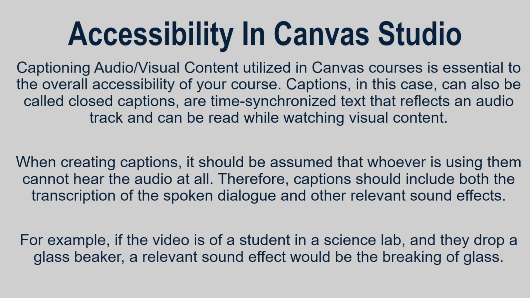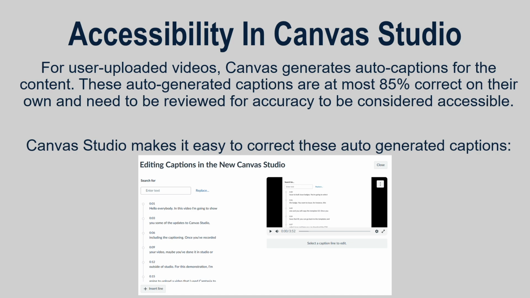For example, if the video is of a student in a science lab and they drop a glass beaker, a relevant sound effect would be the breaking of glass. For user-uploaded videos, Canvas generates auto captions for this content. The auto-generated captions are at most 85% correct on their own, and they need to be reviewed for accuracy to be considered accessible. Canvas Studio makes it really easy to correct these auto-generated captions.